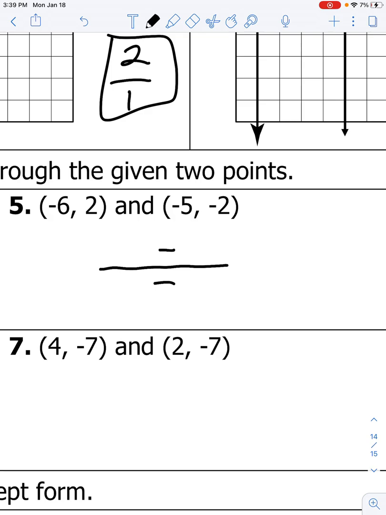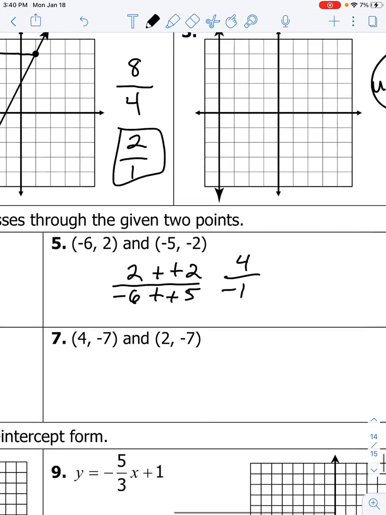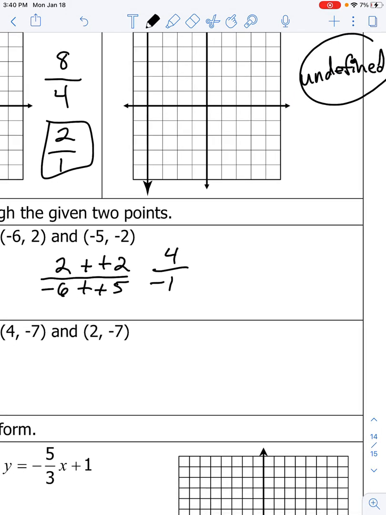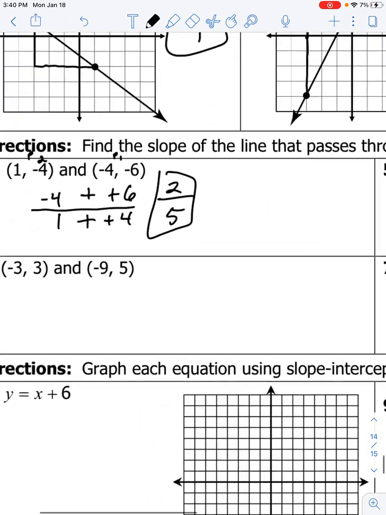So I'm going to draw my little setup, drop the y down on top and the y down on top. Drop the x down on bottom, drop the x down on bottom. So this ends up being a 4. This ends up being a negative 1. So move the negative to the top. So negative 4 over 1 would be your slope.